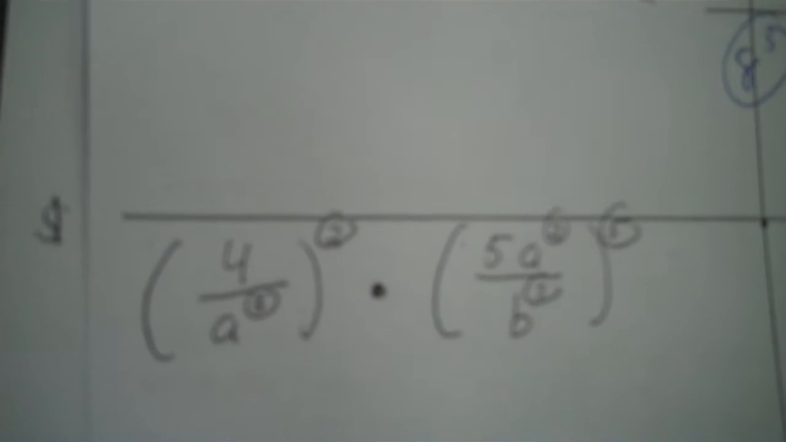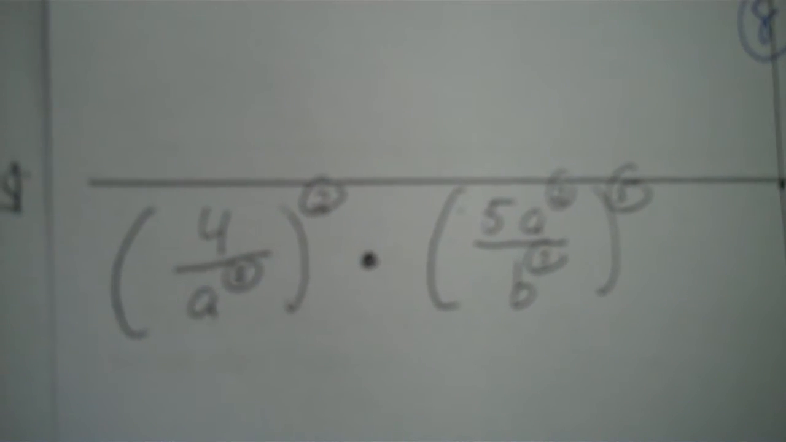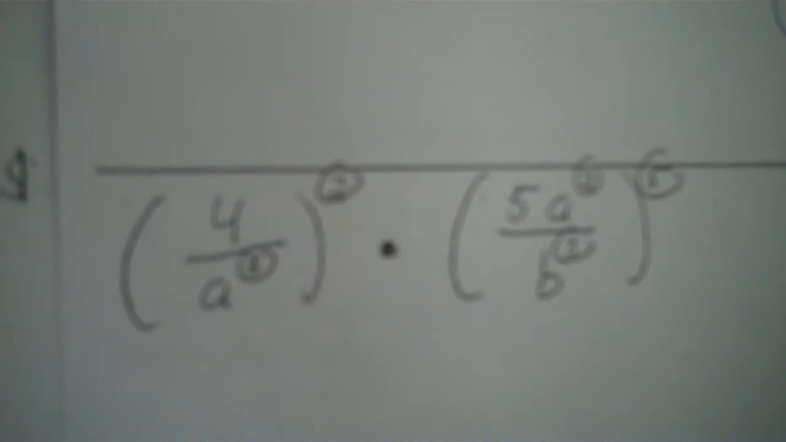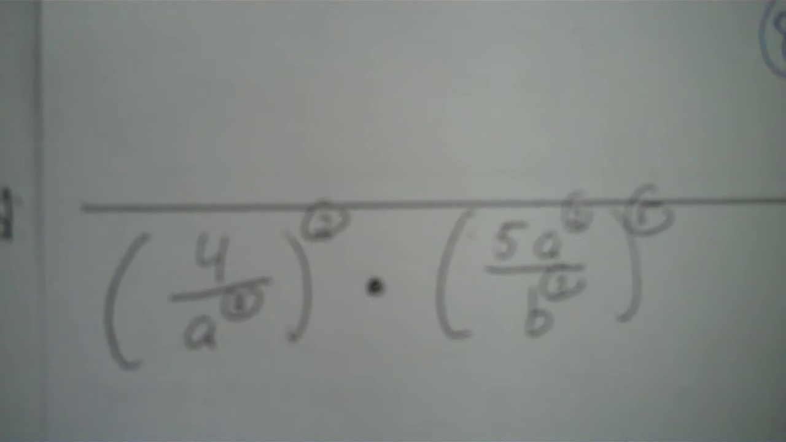Okay, my next problem, got a couple kind of tougher ones here. We have a parentheses. Inside that parentheses, we have 4 divided by a to the 3rd power. And then we have a 2nd power outside.